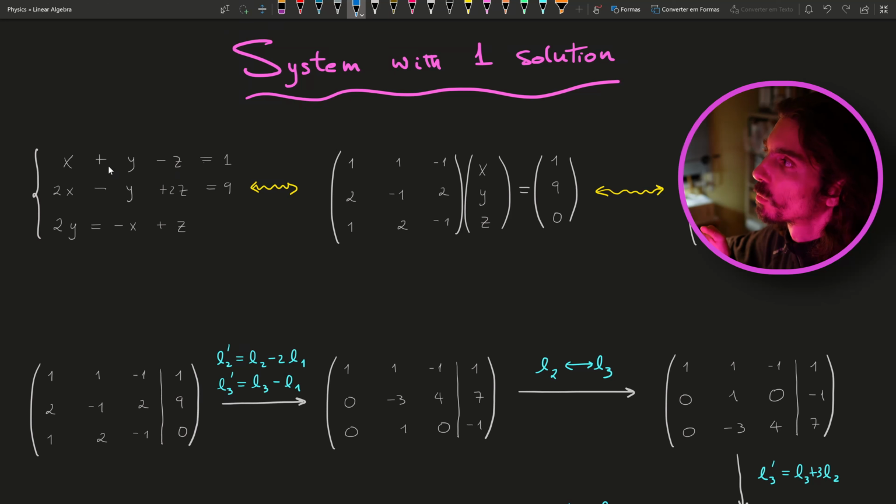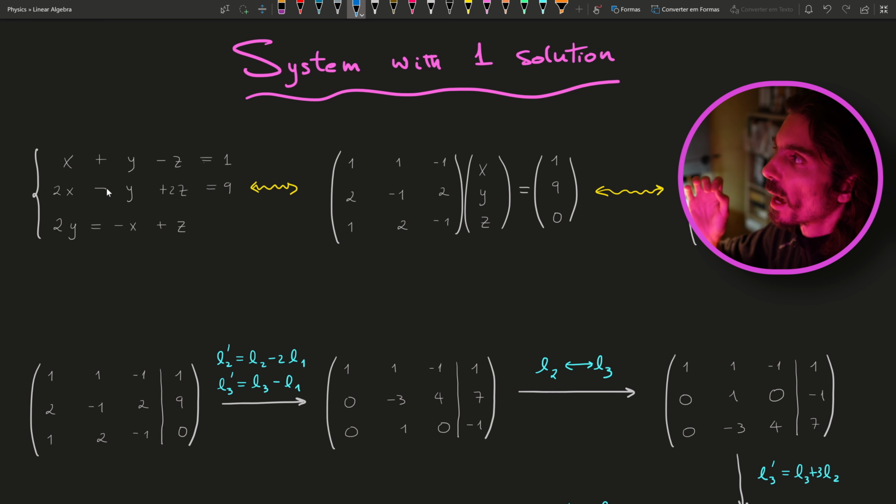So in the first equation, you have x, y, and z in order, so everything is fine. So I write here the coefficients 1, 1, minus 1, and the right hand side 1 is written here. For the second equation, I have 2x, the coefficient is 2, minus y, the coefficient is minus 1, and 2z, the coefficient is 2. So it's the 2, minus 1 and 2 that you find here. On the right hand side, we have the 9 here.